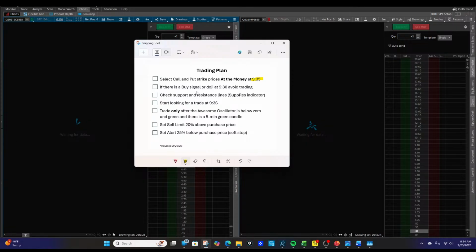If there is a buy signal or doji at 9:30, avoid trading. That has not changed. Check support and resistance lines using the suppress indicator. That has not changed. Start looking for a trade at 9:36. That has not changed. Trade only after the awesome oscillator is below zero and green, and there is a 5-minute green candle. Okay, this has changed.